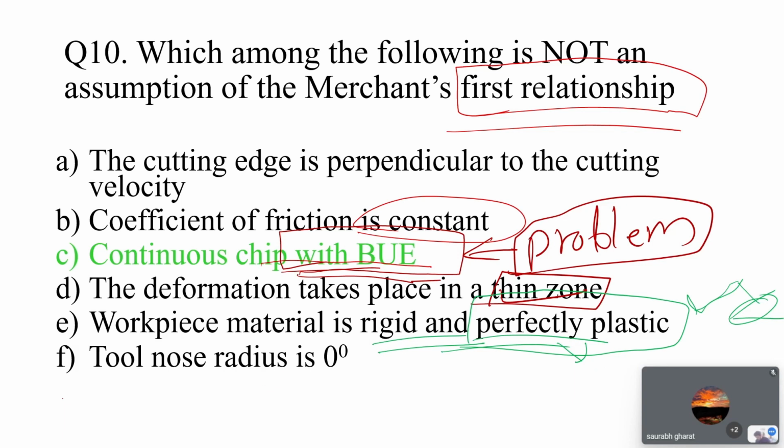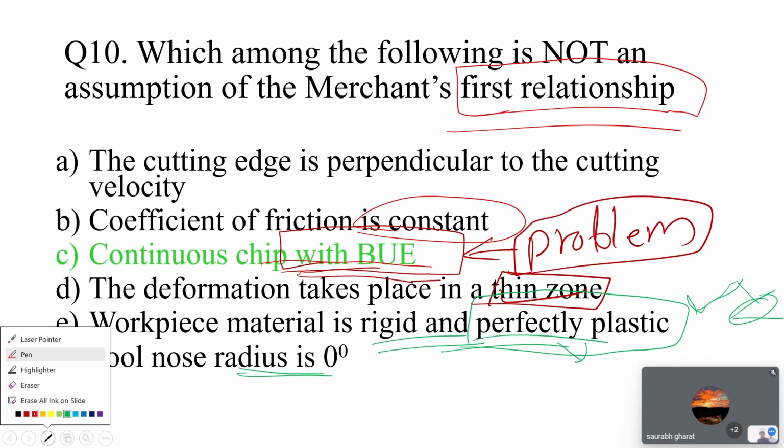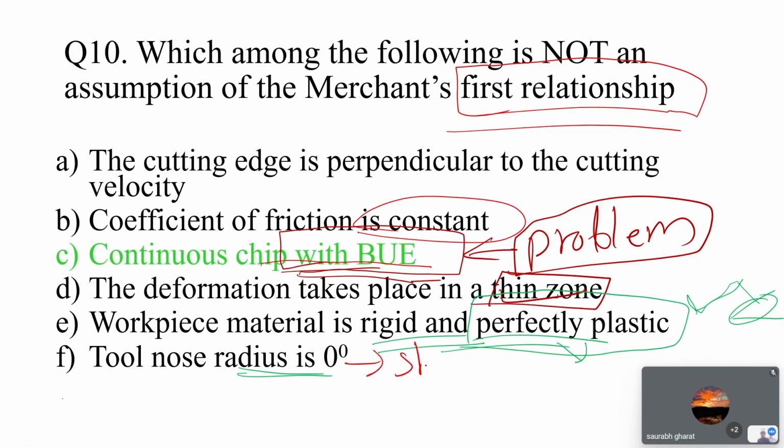Tool nose radius is 0, because we are assuming a completely sharp tool. It is written in the assumption that it is a sharp tool, and a sharp tool means tool radius is 0. So only the continuous chip is a problem for us, and this is not an assumption in the Merchant circle. That was the assignment for you, and it is also given in the solution that you have.